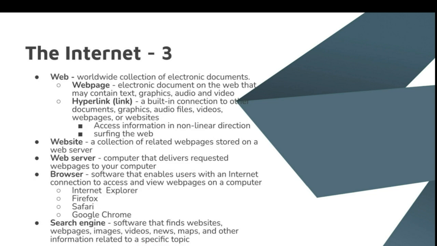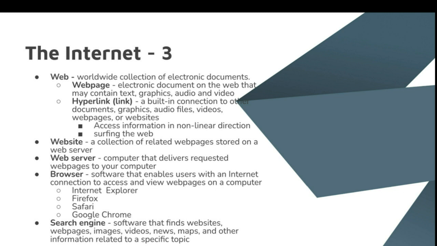The web is a worldwide collection of electronic documents, where a web page is an electronic document on the web that may contain text, graphics, audio, and video. A hyperlink or link is a built-in connection to documents, graphics, audio files, videos, web pages, or websites. Hyperlinks allow you to access information in a non-linear direction, and because you can do that, we've coined the term surfing the web.